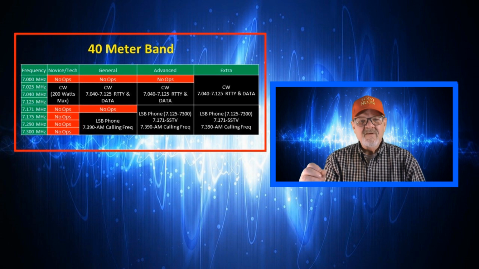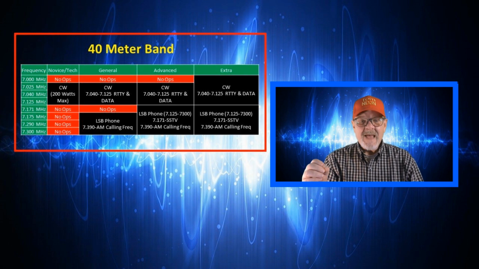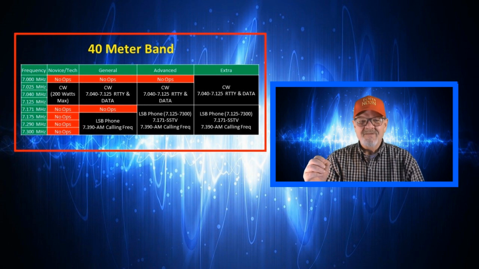Within these constraints, RTTY and data is available from 7.040 to 7.125 megahertz, Slow Scan TV at 7.171 megahertz, and there is an AM calling frequency at 7.290 megahertz.